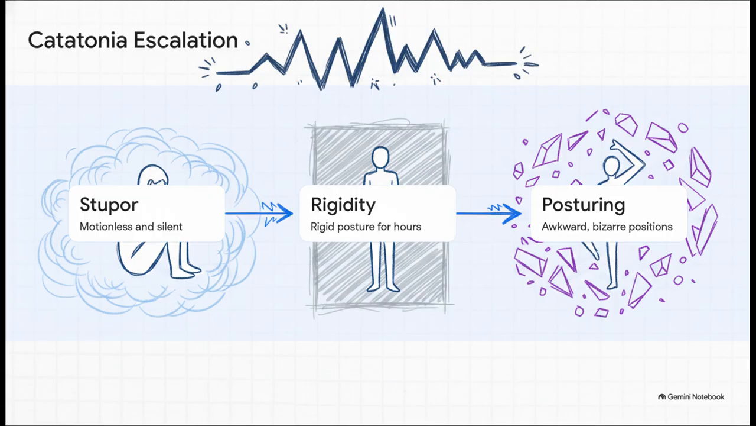It might start as a catatonic stupor, where the person remains completely motionless and silent for long stretches of time. It can escalate into catatonic rigidity, where the patient maintains a stiff, upright posture for hours on end and actually resists efforts to be moved. Or it can present as catatonic posturing, where they hold these awkward, bizarre positions for incredibly long periods. It's essentially a profound paralysis of normal bodily autonomy.